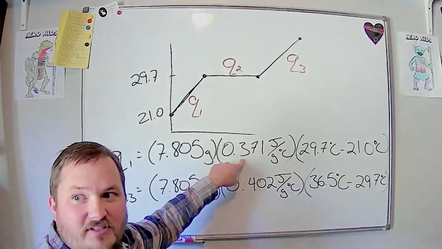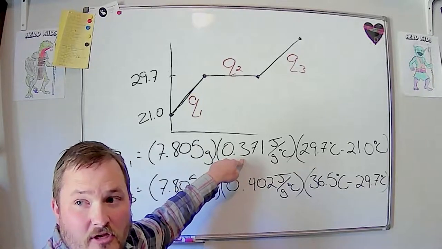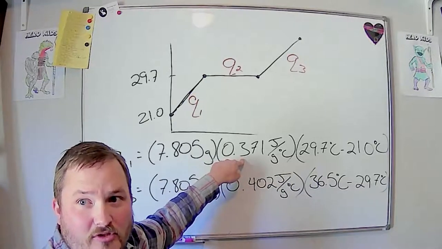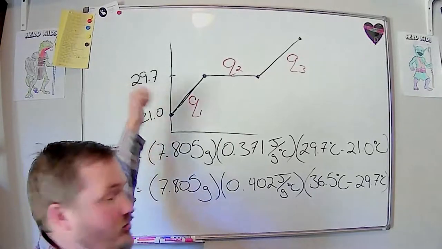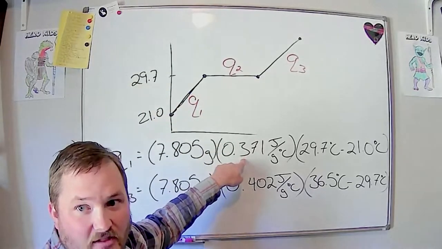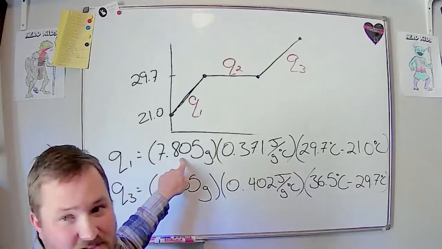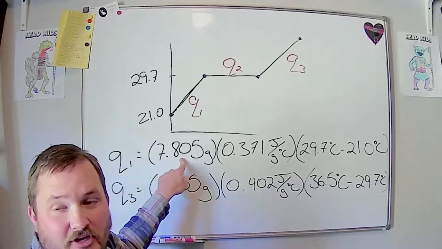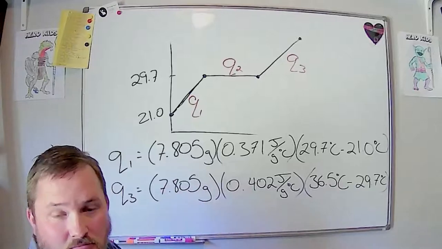We're given both the specific heat for the solid and the liquid. So you need to know which one to use. So you need to think about where we're starting. We're starting from the solid and we're warming it up. So we're going to use the specific heat of the solid gallium here. And the mass is not going to change for either of them. So the mass that you're given, the gallium is changing temperature. So that's the mass we care about.